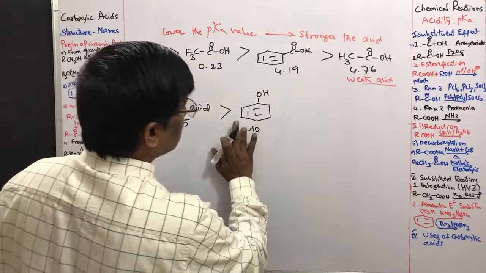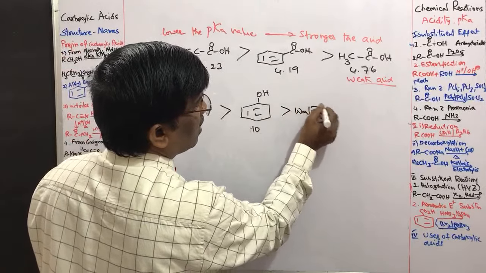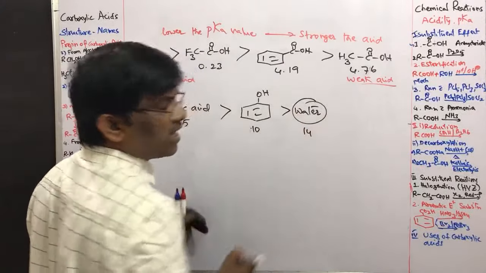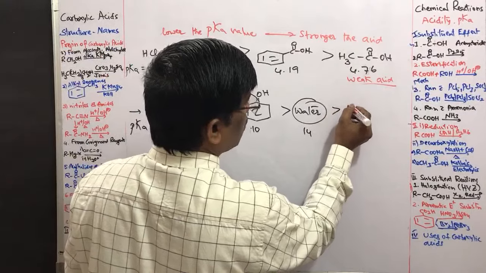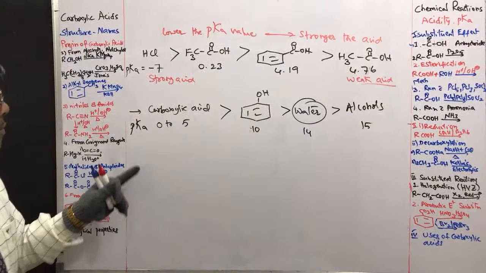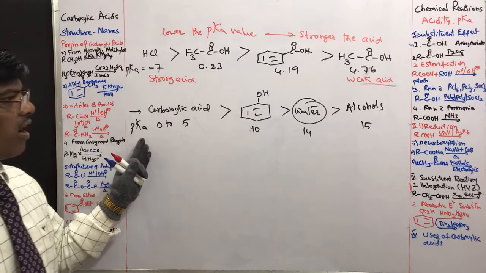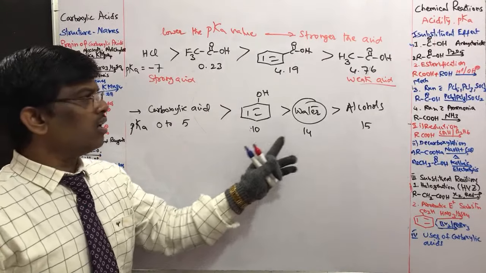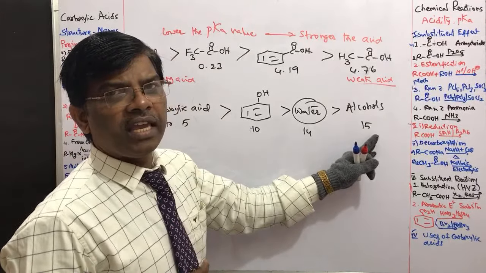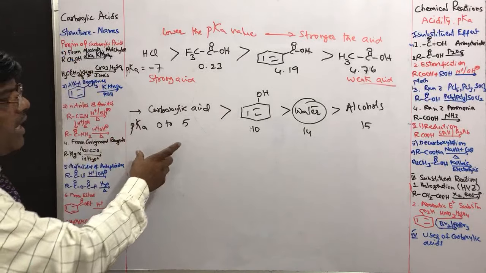pKa is around 10. And this is followed by water. Water is inorganic, so it is not supposed to be mentioned here. Its pKa is 14, right? Then follow alcohols. It is about 15. That means the carboxylic acids having pKa value 0 to 5 are strong acids, phenols are moderately strong, water is neutral, and alcohols are very weak acids. So this is how acidic strength can be explained based on pKa value.